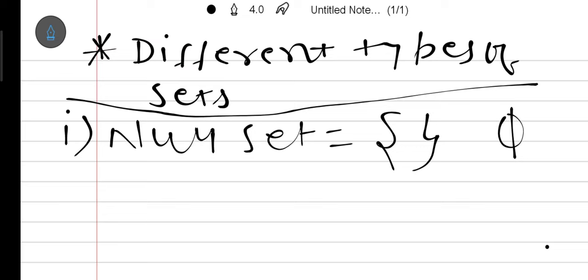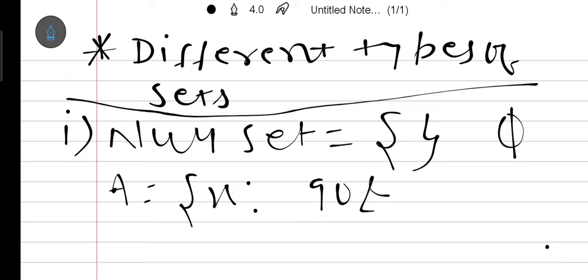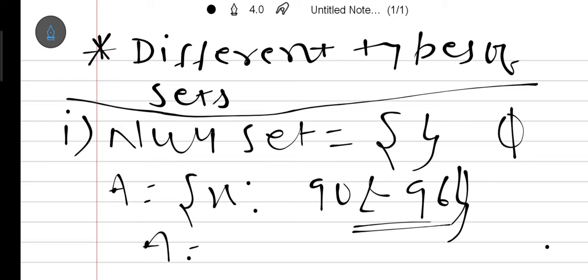You might be aware of this symbol phi. For example, if we define a set A equal to x, where x is a prime number between 90 and 96, you know there are no prime numbers between 90 and 96. So A will be equal to phi. This A is a null set.